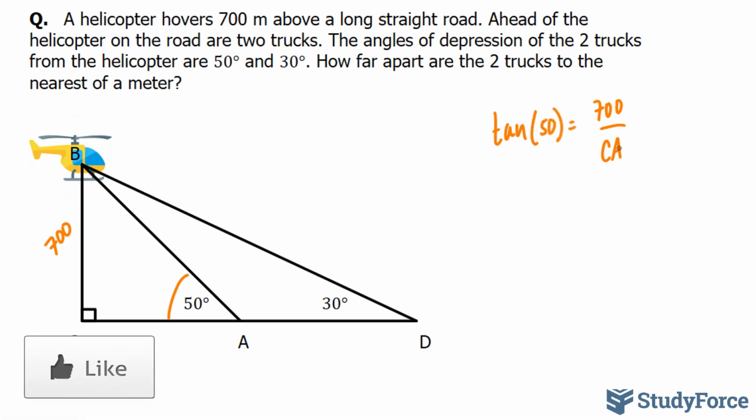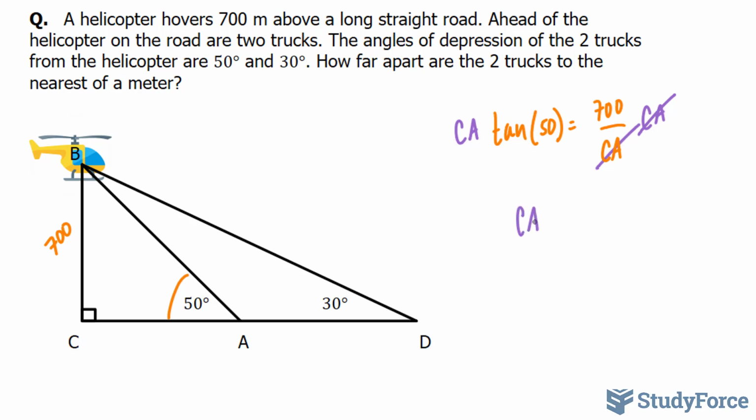Let's solve for CA. To do this, we'll multiply both sides by CA. Watch what happens. This side, the CA cancels out. On this side, we have an unknown variable multiplied to a number is equal to 700. So therefore, CA is equal to 700 over tangent 50. Now, if your teacher has taught you another way on how to solve for this unknown variable, feel free to use it. Just as long as you get the same answer at the end, that's what matters the most.